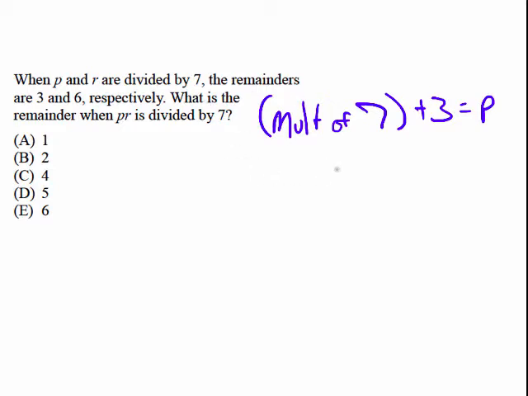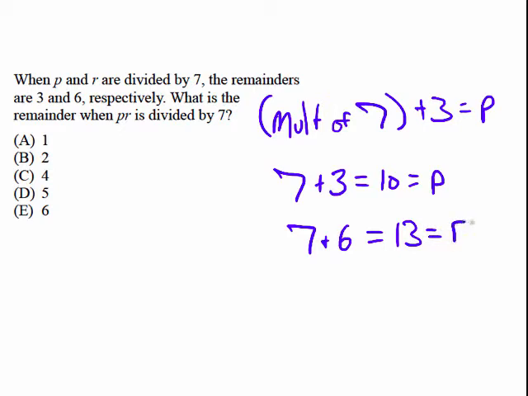You can do the same thing with some multiple of 7 plus 6 equals r, right? So what we're going to do is pick the easiest multiple of 7, which is 7. We're going to say 7 plus 3 equals 10, and that's p. And then we're going to do the same thing for r. We're going to say 7 plus 6 equals 13, and that's r. You can check this now, and I'm not going to do it here, but 10 divided by 7 gives you a remainder of 3. 13 divided by 7 gives you a remainder of 6.